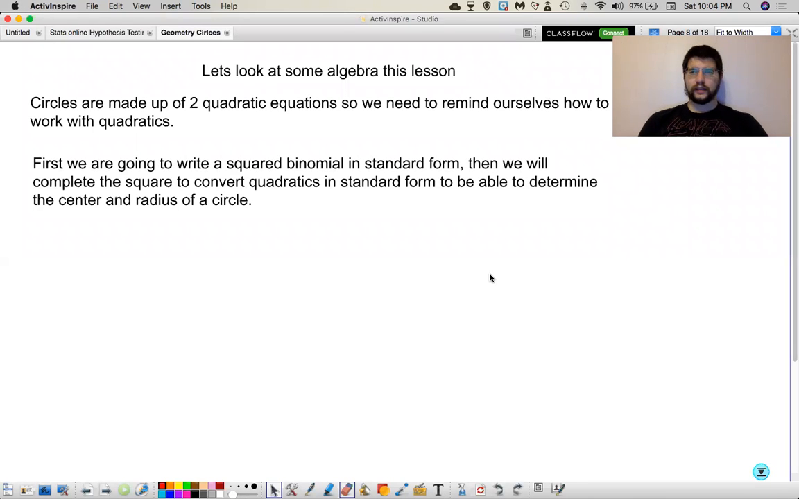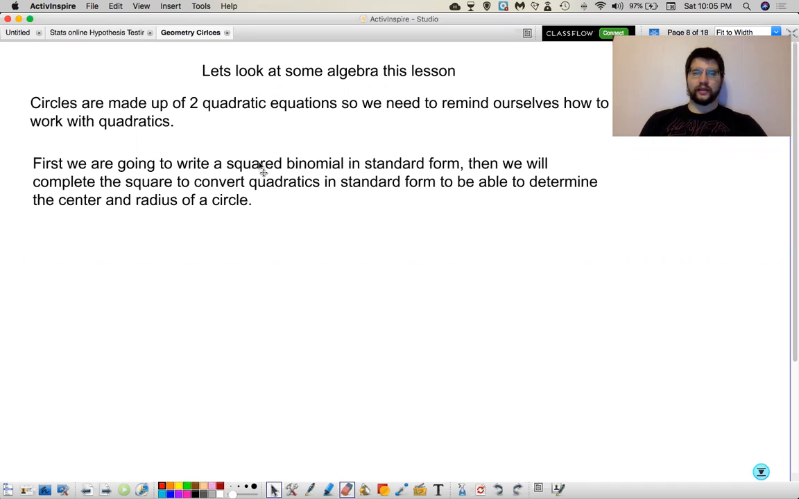All right, so this lesson, guys, we're gonna look at some algebra. I'm probably actually gonna break this video up into two videos because I want to have one video dedicated just to completing the squares. But really, it's only gonna be a few problems for this algebra work. So really, if we look at a circle, it's made of two quadratic equations. So let's remind ourselves how we actually work with quadratics.